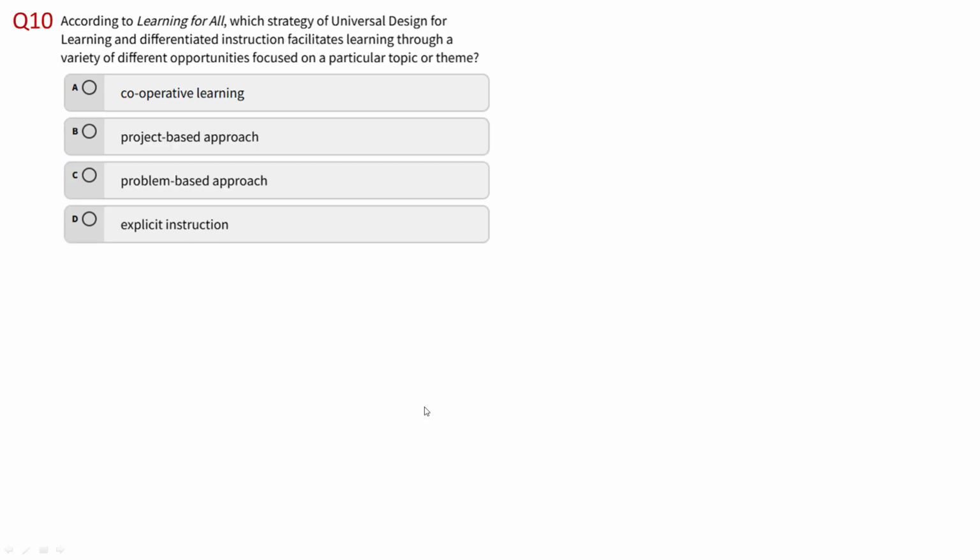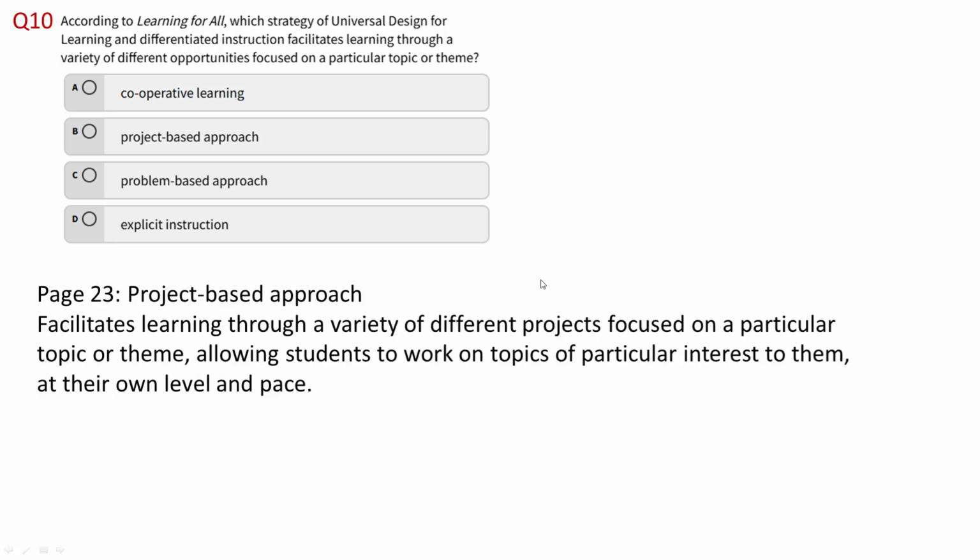According to Learning for All, which strategy of universal design for learning and differentiated instruction facilitates learning through a variety of different opportunities focused on a particular topic or theme? And this is on page 23, a project-based approach facilitates learning through a variety of different projects focused on a particular topic or theme, allowing students to work on topics of particular interest to them at their own level and pace.